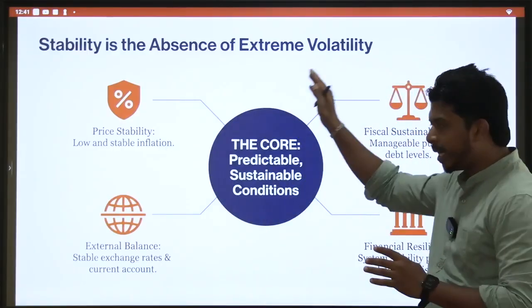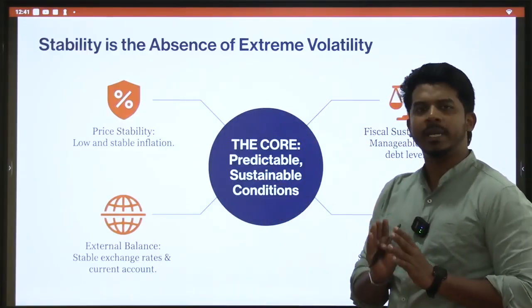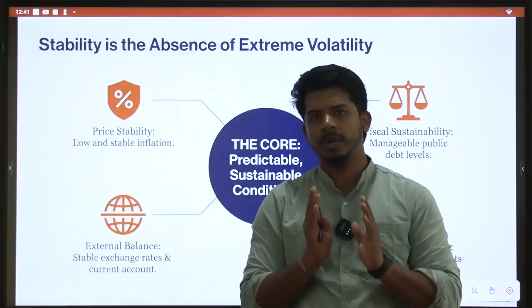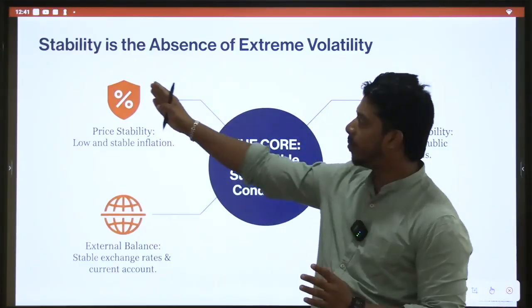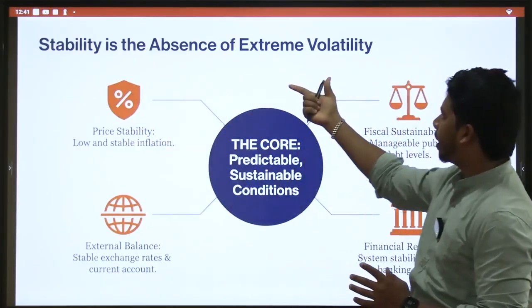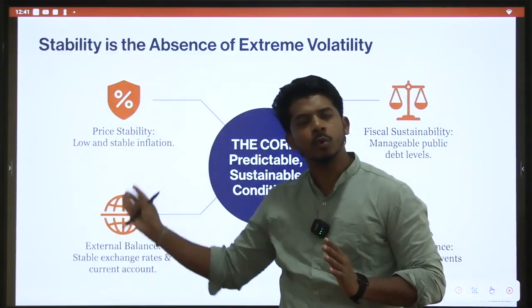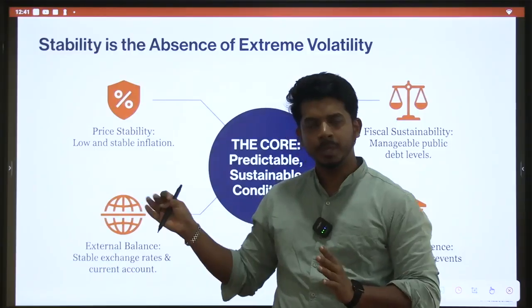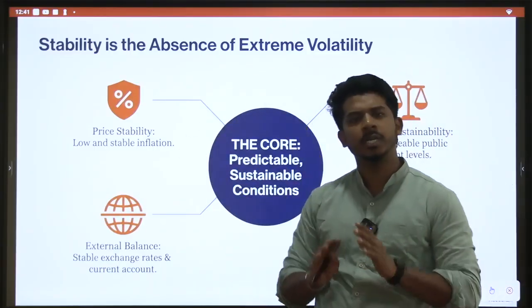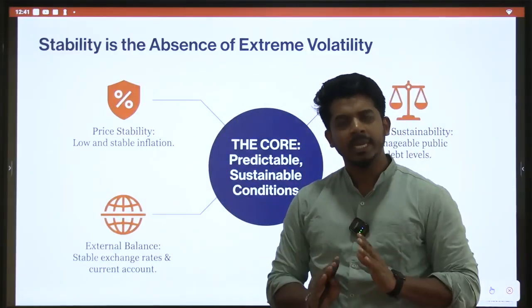Stability is needed for any country to attract foreign investment and to have a good economic system. And what does stability mean? Stability means absence of extreme volatility. Prices should not go too high and too low very frequently. This is volatility. So in the economic parameters, there should be less volatility and more stability.